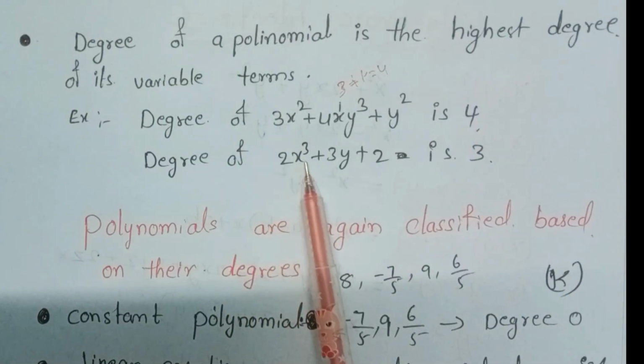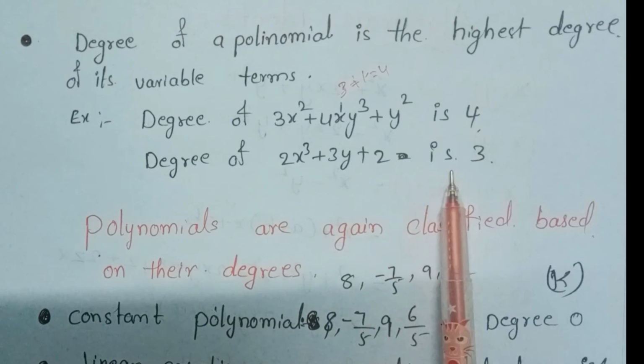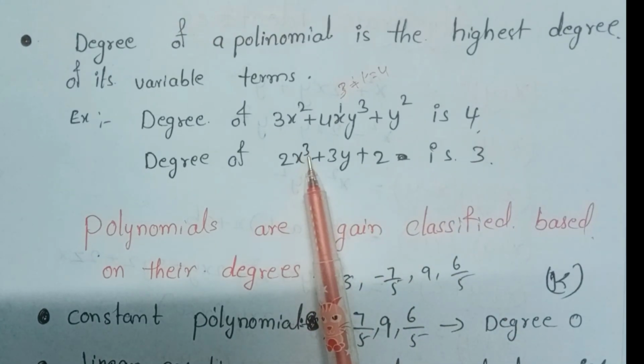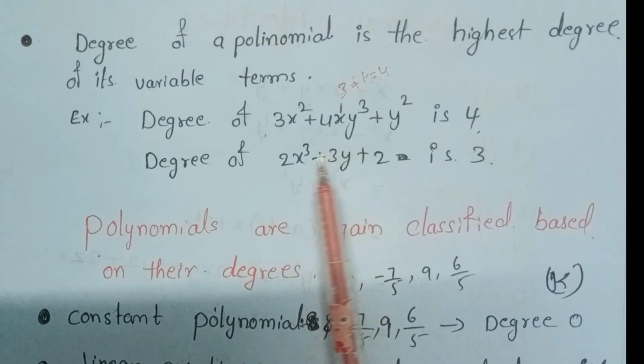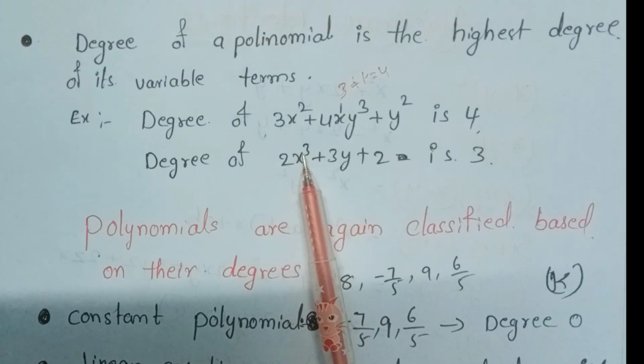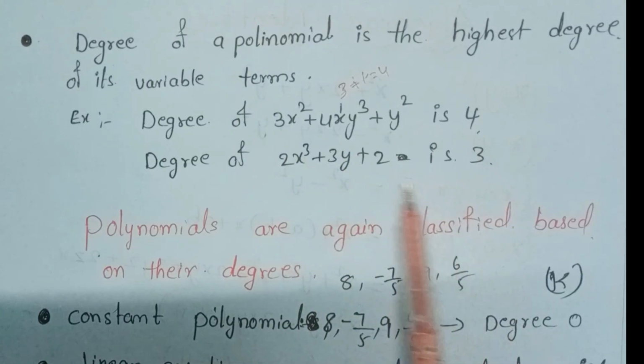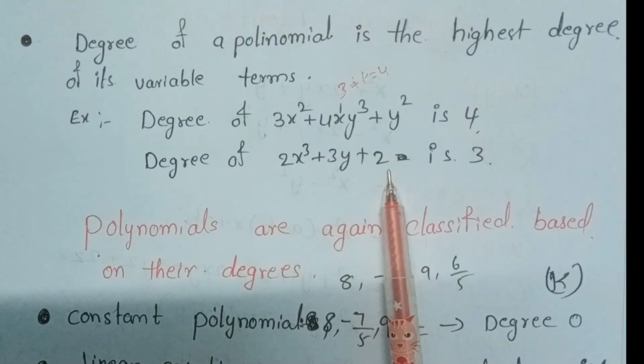Degree of 2x cube plus 3y plus 2 is 3. Here the power is 3. Here the power is 1. So which is highest? Power 3 is highest. So this is the degree of this polynomial.